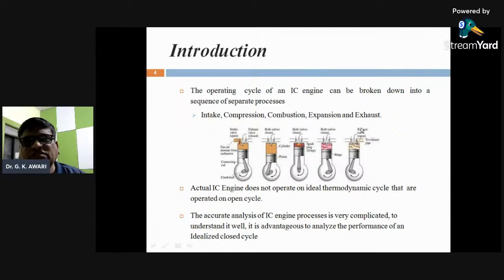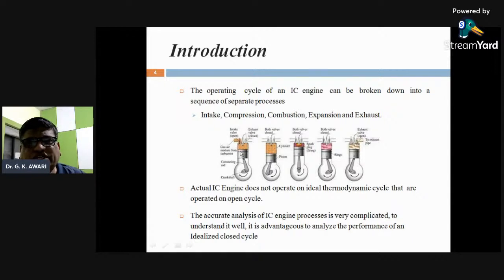and then the exhaust, removing the gases from the cylinder into the atmosphere. So whether it is a two-stroke or a four-stroke, the processes like intake, compression, combustion, expansion, and exhaust are similar. If you consider the crank position and the piston position, it is being shown.